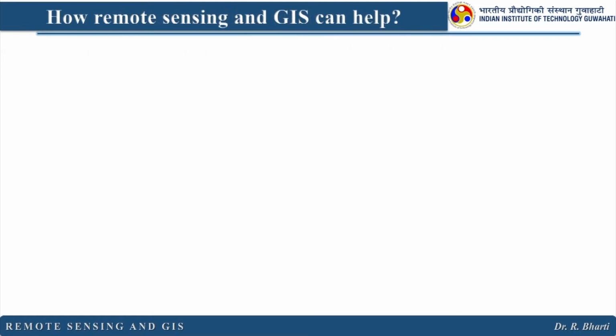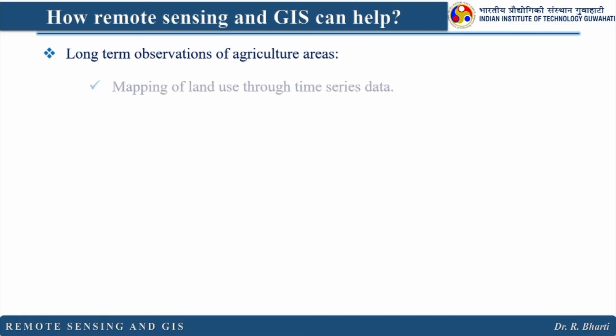Now let us see how remote sensing and GIS can help. For long term observation of agriculture areas, you can apply your remote sensing and GIS. So, mapping of land use through time series data. You can exactly monitor whether the cropping area is reducing or increasing. We don't want to reduce our agriculture land. We want to make sure that it at least provides sufficient food to the people.